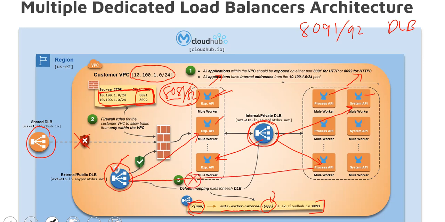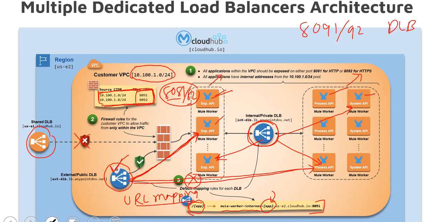That can be blocked by using URL mapping. There is no other way. So we'll see how we can block via URL mapping. Only this guy will be able to call the experience API, and won't be able to call the process API or system API. That is one thing we'll see.